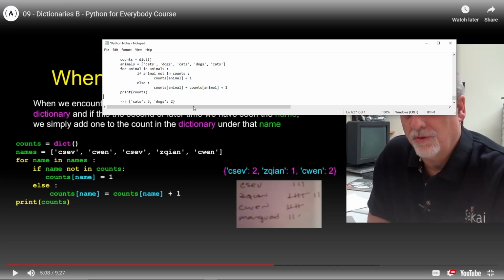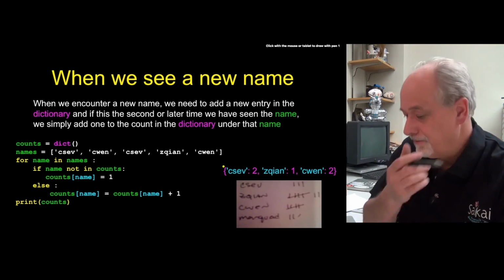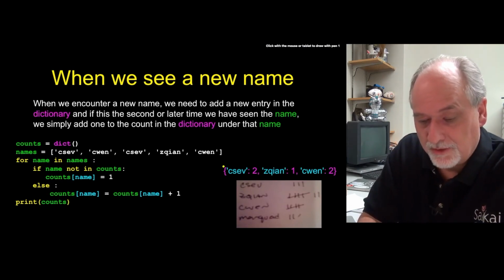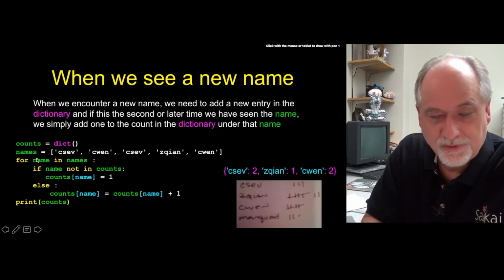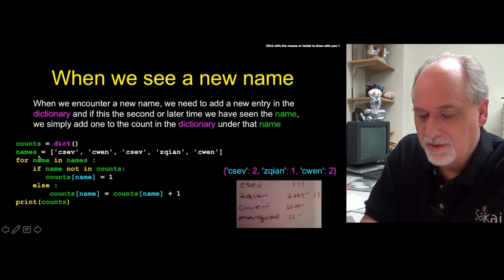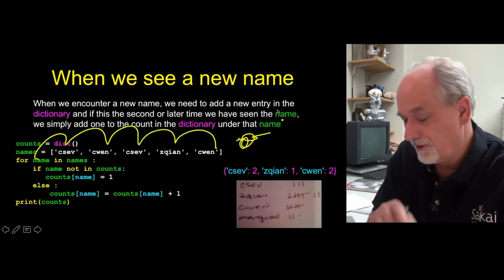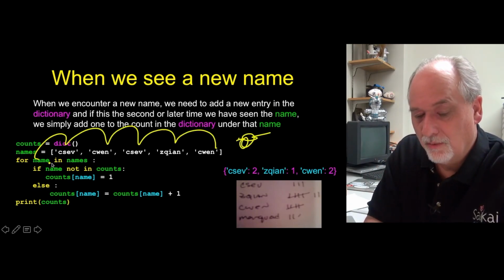So yeah, there's that. Let's listen to him talk about it with his code, where we're going to build a histogram. This is the histogram code, okay? And so this is going to have name as our iterator, names. Sorry, I made them singular and plural. So name is going to be csev, chen, gen. Now normally we'll be reading this from a file, but for now we'll keep it easy. We're going to go through this, and we're going to have counts as our dictionary.